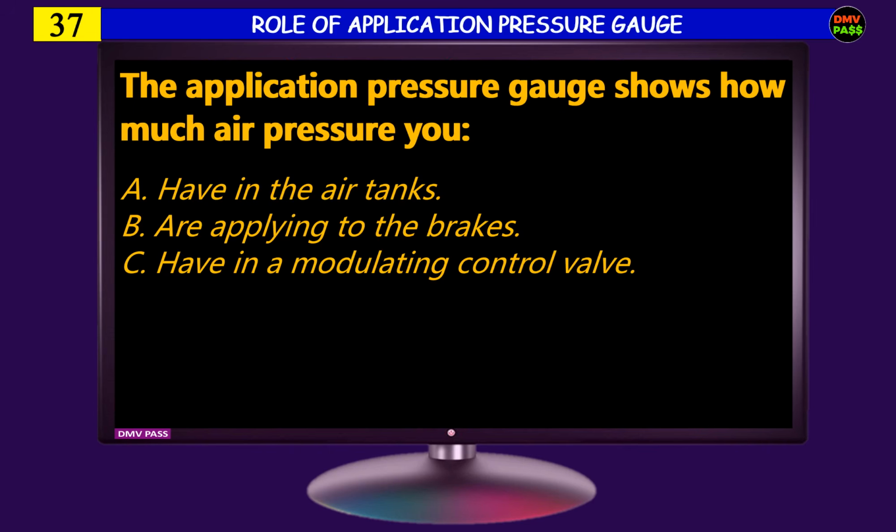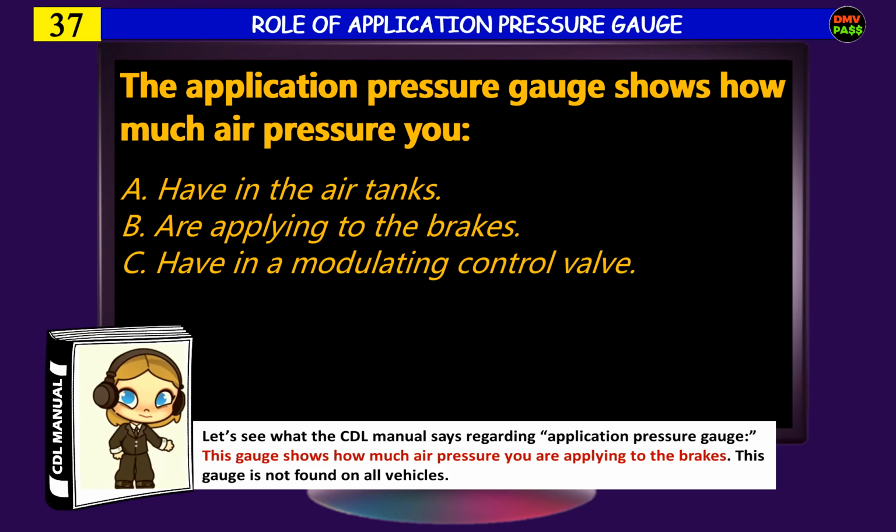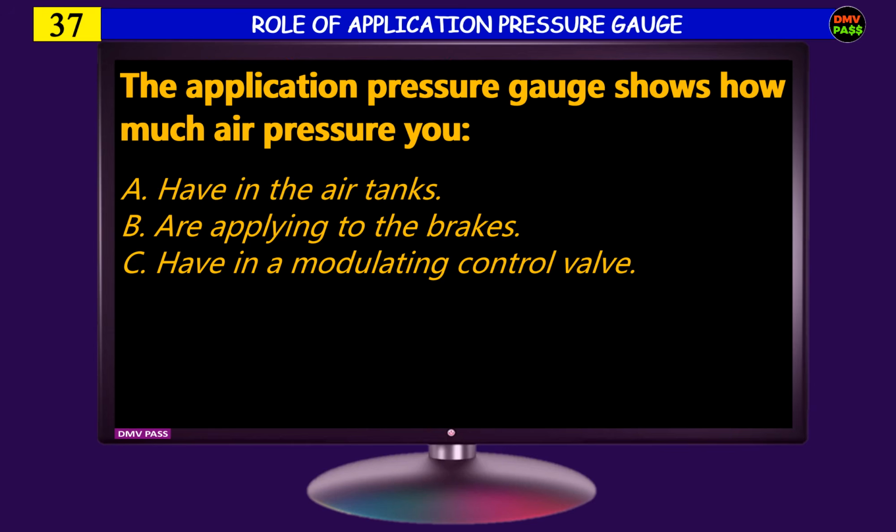37. The application pressure gauge shows how much air pressure you A. have in the air tanks. B. are applying to the brakes. C. have in a modulating control valve. Note: let's see what the CDL manual says regarding the application pressure gauge. This gauge shows how much air pressure you are applying to the brakes. This gauge is not found on all vehicles. So, the correct answer is B. are applying to the brakes.